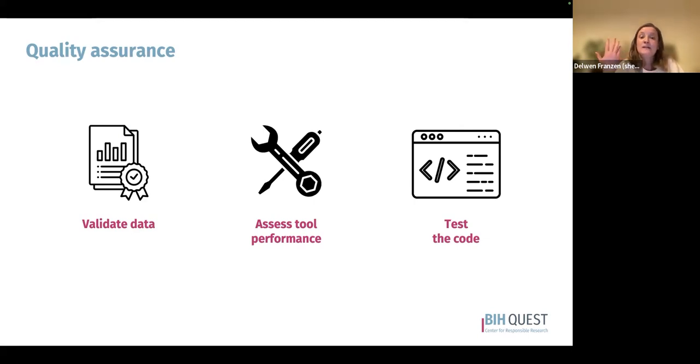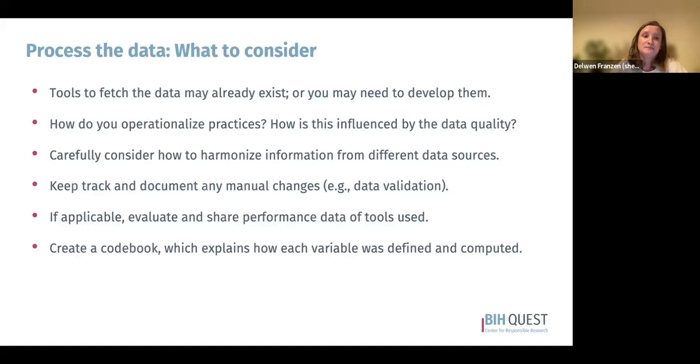In the same line, if you're using tools or developing tools on the project, it's really nice to assess the performance of these tools and then also share that performance with others so that they can take this on board when using it in their own project. And then finally, testing the code is always really important in making sure that you're getting what you expect. You can just build assertions and check if those assertions are true. That's always a great way of checking the logic of your code and also resolving unexpected bugs.